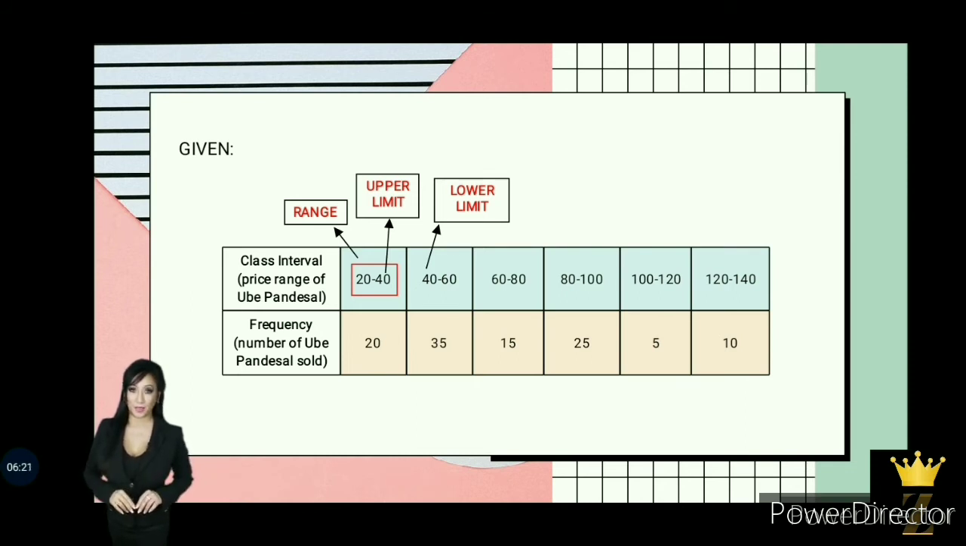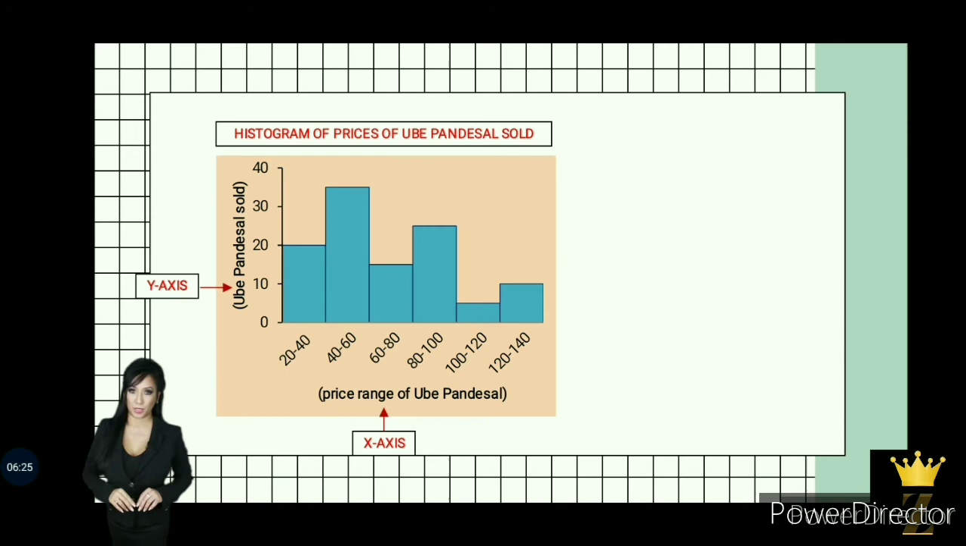So in the second group, 40 is included, along with all the numbers less than 60 but not equal to 60. In the second row, we have the number of ube pandesals sold for each category. 20 ube pandesals of this 20 to 40 pesos category were sold, then 35 of this category, and so on. So now we will use a histogram to represent the continuous form of grouping.